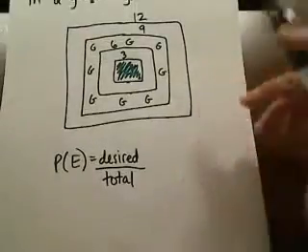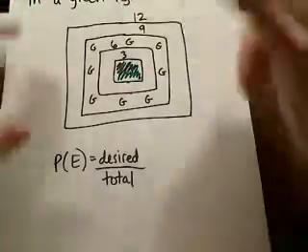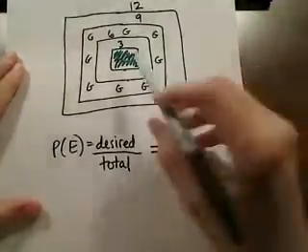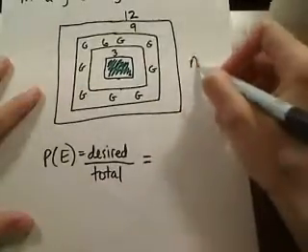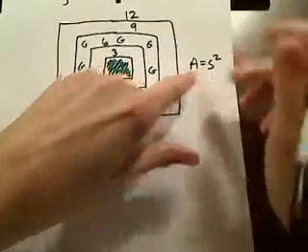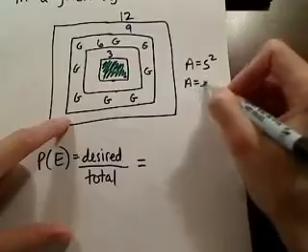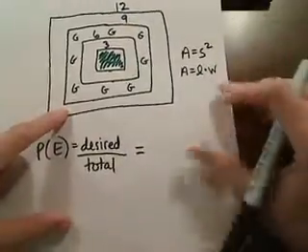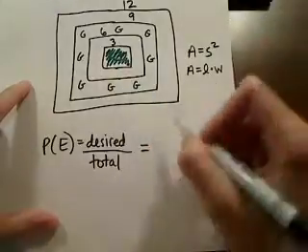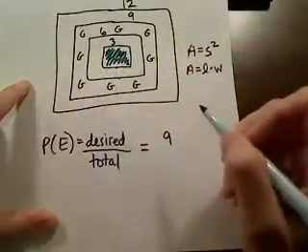Okay. So for the desired, there's two regions to calculate. There's this region right here, which is going to actually have an area of just 9. And remember that area is length times width. And when we're dealing with a square, it's just s squared, where s is the length of one of the sides. So the length times width here is 3 times 3. So the area for this smallest little square box right here is going to be 9.